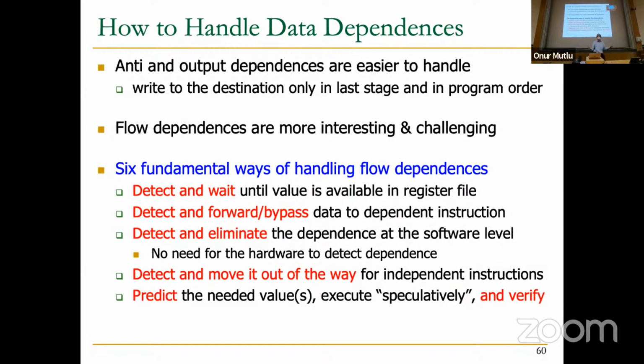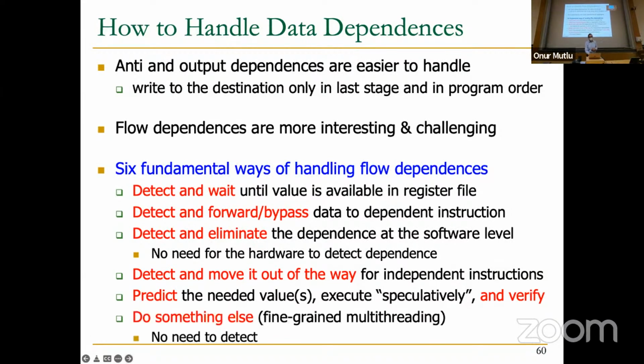Well, if it was really 0 and 5, that's great. I don't need to do anything else. If it was not 0 or 5, then you have a problem. You need to redo the instructions. This is called value prediction. It's a fun idea, but it's tough to really implement, and it has limited benefits. And then we're going to talk about doing something else.